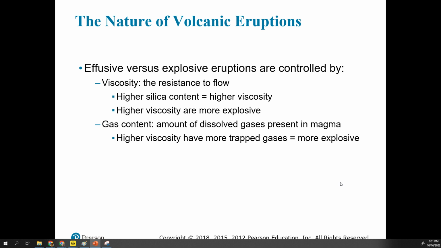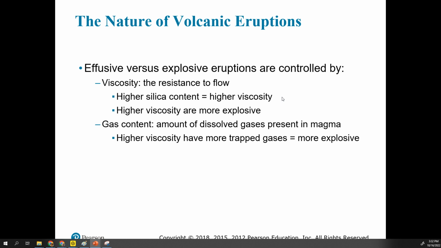So again, if we have explosive eruptions, that's really determined by the viscosity, the resistance to flow. So higher silica means higher viscosity. We're talking about our granitic or rhyolitic magma. Higher viscosities are more explosive. So our felsic magmas make more explosive volcanoes.